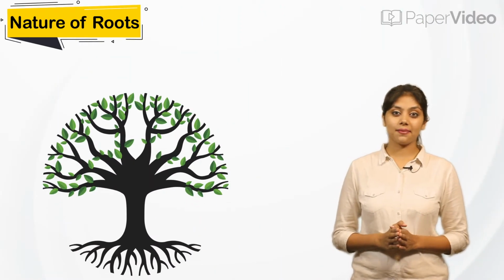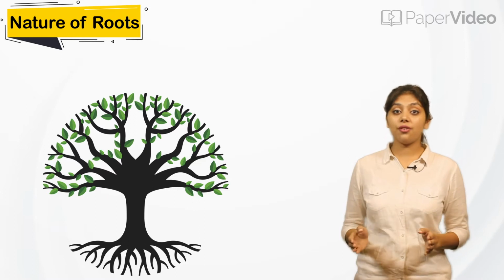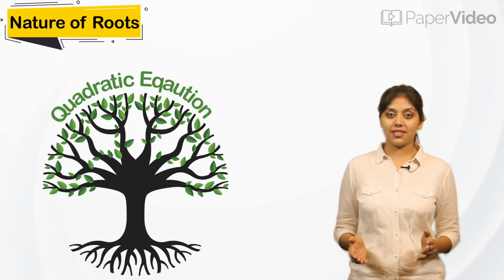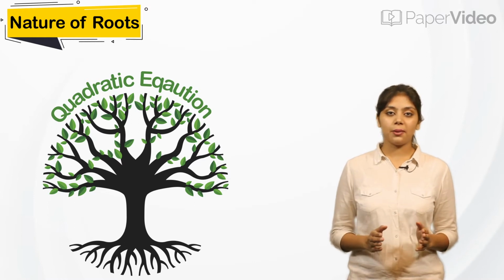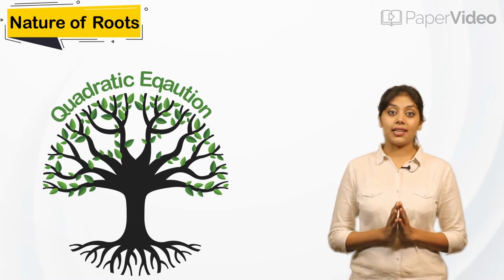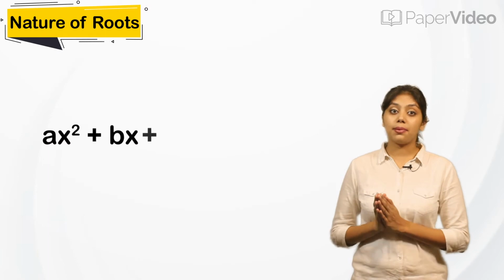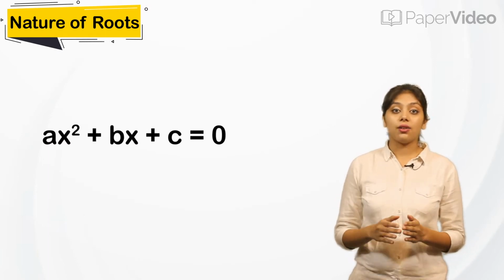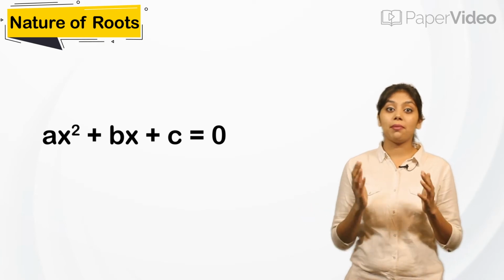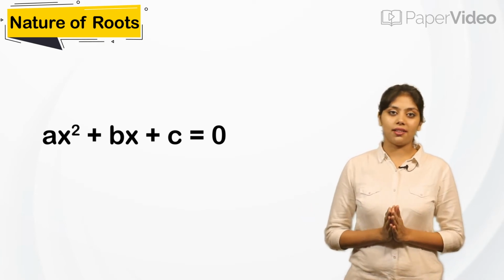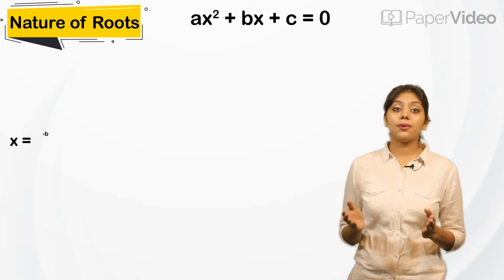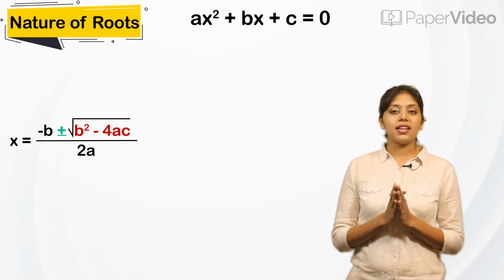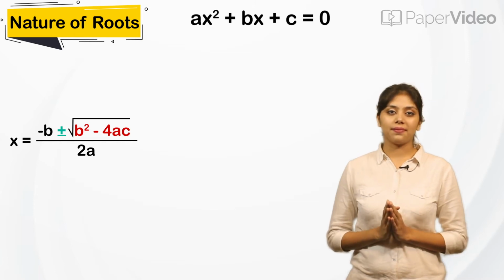of roots. How do we define nature of roots of a quadratic equation? To answer this question, let's consider a quadratic equation in its standard form. That is, ax² + bx + c = 0. We know that roots of a quadratic equation can be found using the quadratic formula. That is, x = (-b ± √(b² - 4ac)) / 2a.